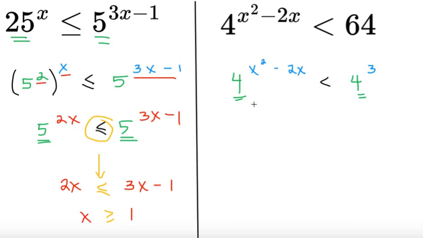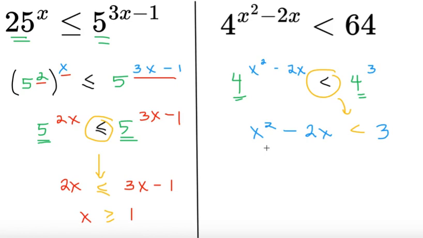Now the base here is 4, so we're going to retain the symbol. So x squared minus 2x, and then the 3, we're going to retain it with this less than symbol because the base is greater than 1. And the last step is to solve for x. Again, it is quadratic now. So last time we did something like factoring and solving for x. Now here it is a quadratic inequality.